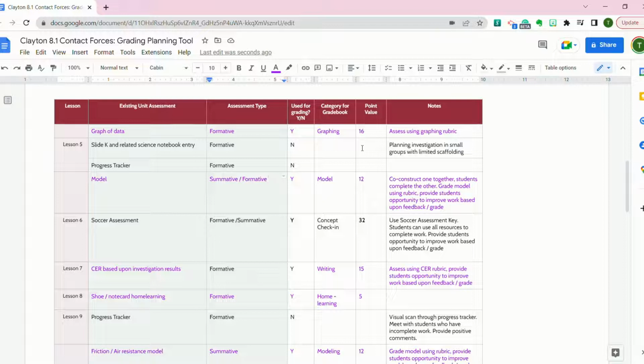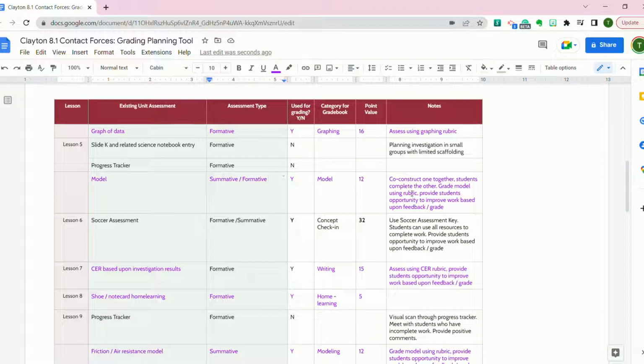Most of our assignments to this point have been fairly low stakes as compared to the soccer assessment that comes up in lesson six. But so we co-construct one of the models together. In this one, they're thinking about what happens when you make changes to mass and speed. So we work on one of them. It doesn't matter which one. Usually the class wants to pick, I think it's speed first, and we talk about that. And then they do the mass one on their own based on the one that we've co-constructed.